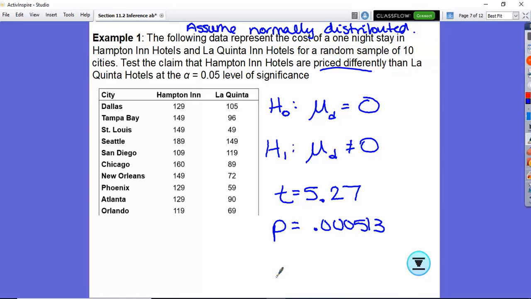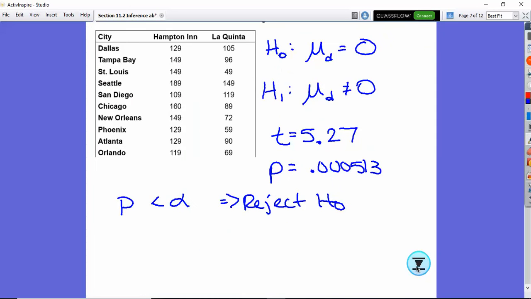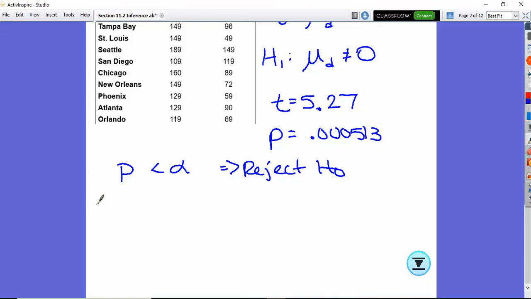Okay. And then we know that when do we reject? So is our P less than alpha? So that tells us reject the null hypothesis. If I asked you to write a sentence, what is my conclusion here? We rejected, so there is.